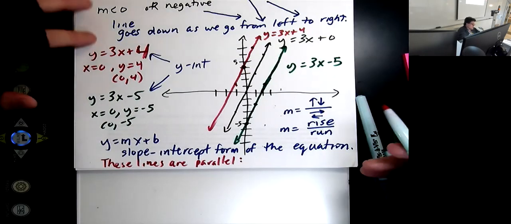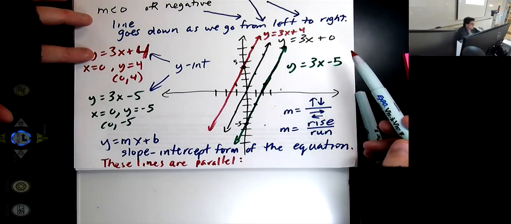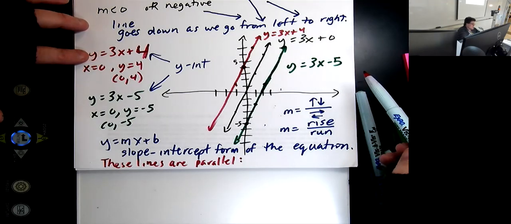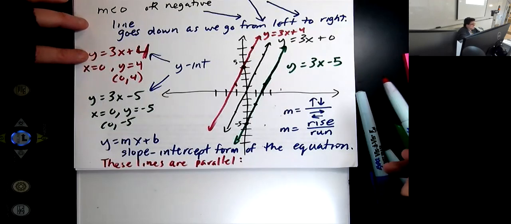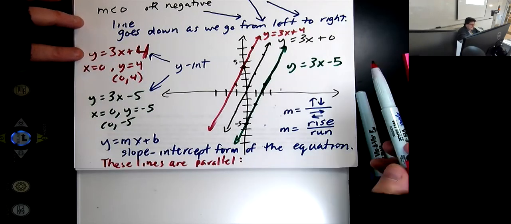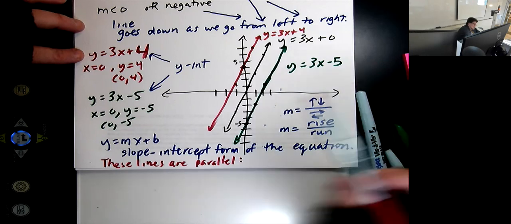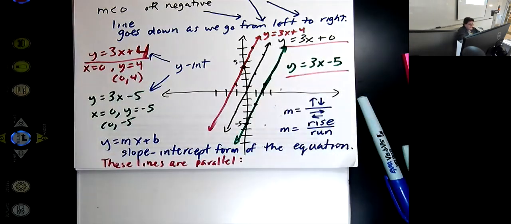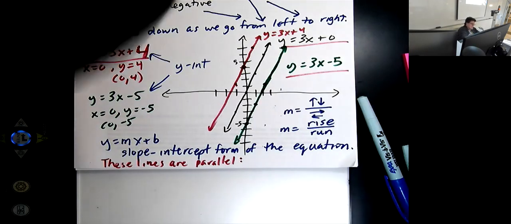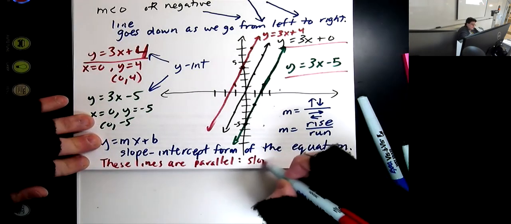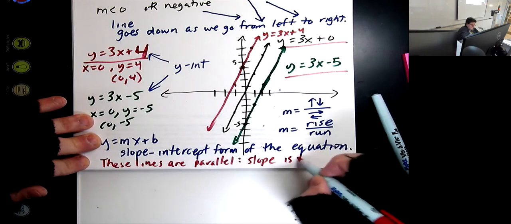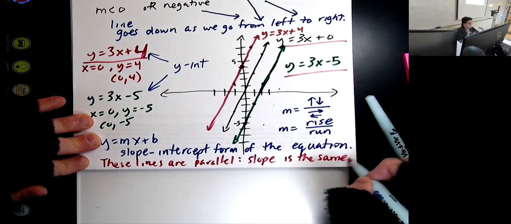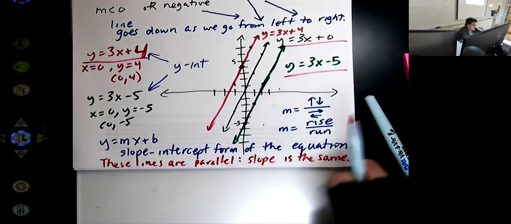If we look at the equations though, what do they have in common? We're only doing lines right here, so yes, they're linear. What do the equations have in common? They all have a 3. The slope is the same for parallel lines. That's a pretty big takeaway. We're going to be using that later today.